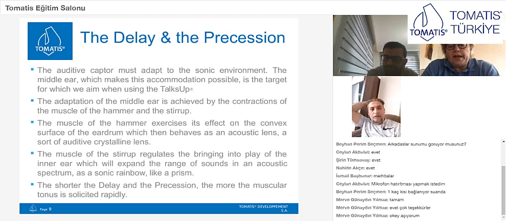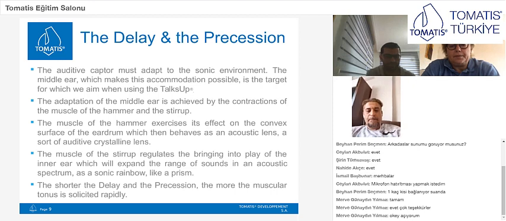So the shorter the delay and the precession, the more the muscular tonus is solicited rapidly. The more gymnastics.